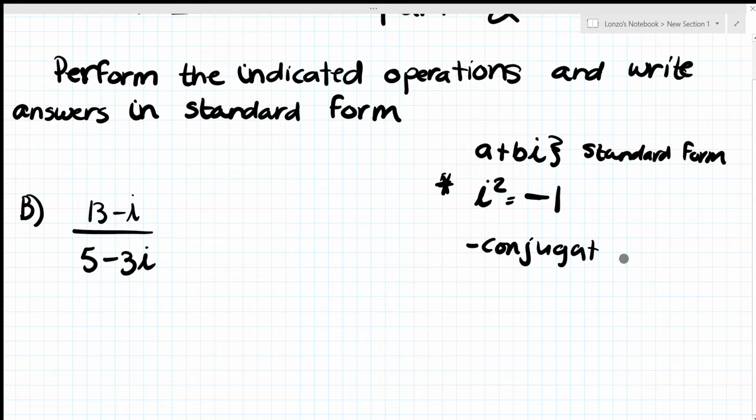So what do you think my conjugate is going to be? Well, you usually start with the denominator. Sometimes you can start with the numerator. So we look at our denominator. The conjugate of that is always the opposite sign. So the conjugate of this is going to be 5 plus 3i. So that's our conjugate, and you have to multiply top and bottom by that, 5 plus 3i.